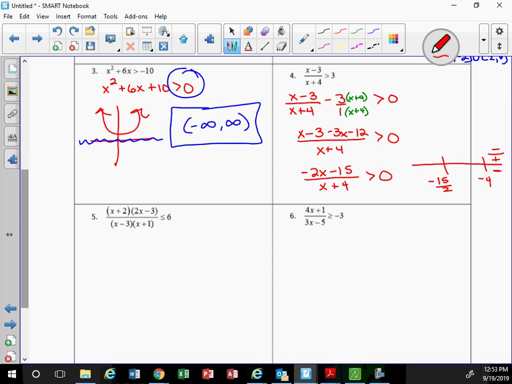All right. Again, do you see any multiplicity? Like, is your denominator x plus 4 quantity squared? No. So what will happen on your number line? It will alternate. Okay.